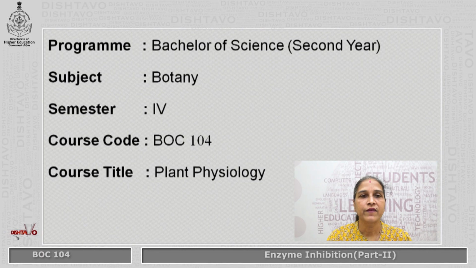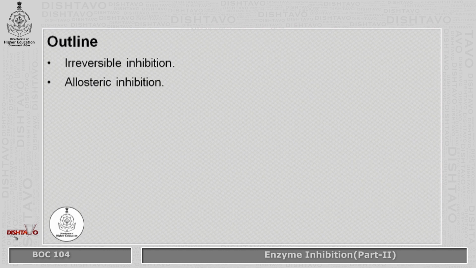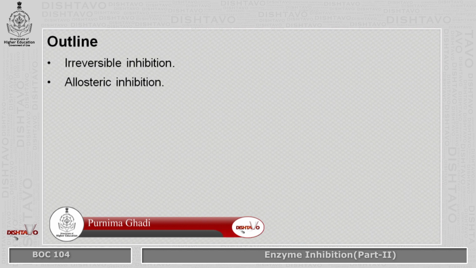Hello and once again welcome to the program of Bachelor of Science second year, subject Botany, semester 4, course code BOC 104 and the course title Plant Physiology. Title of the Unit 4 Enzymes, and the name of the module is Enzyme Inhibition Part 2. In this module, I'll be explaining irreversible inhibition and allosteric inhibition.